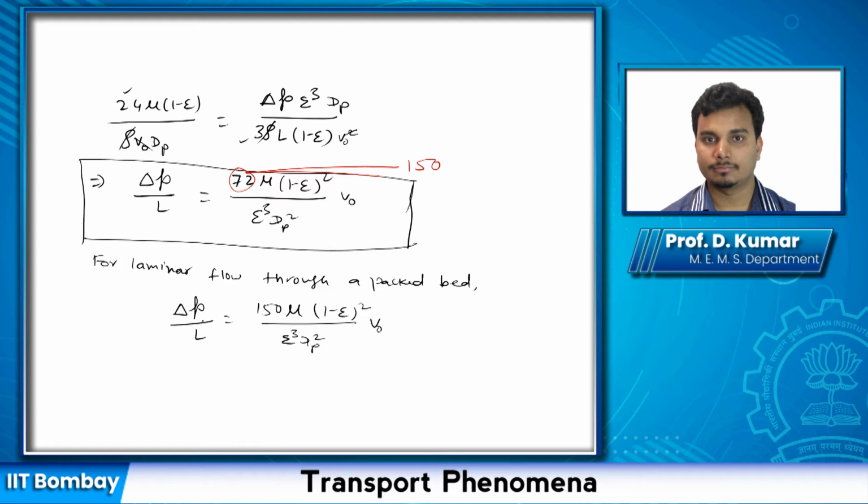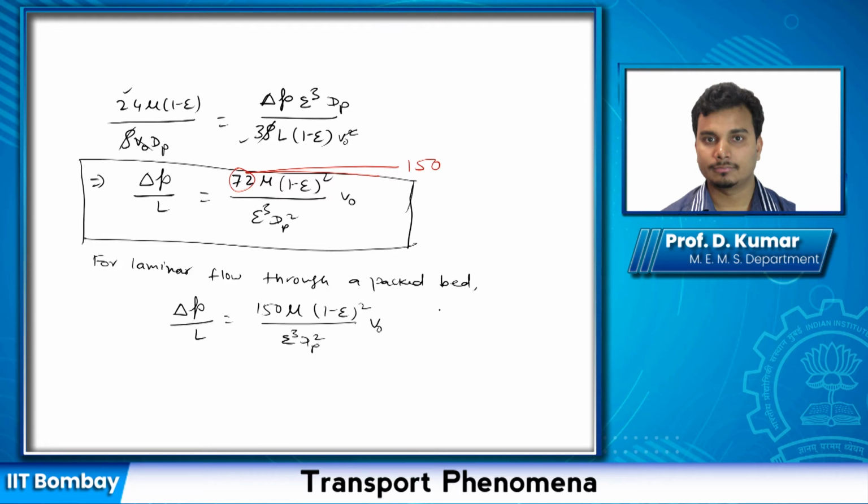And intuitively, you should also try to think this. As you want to pass more and more fluid through a packed bed, you need to apply more pressure. There will be more and more pressure drop. So this is what this equation is saying, and the variation is linear. Okay.